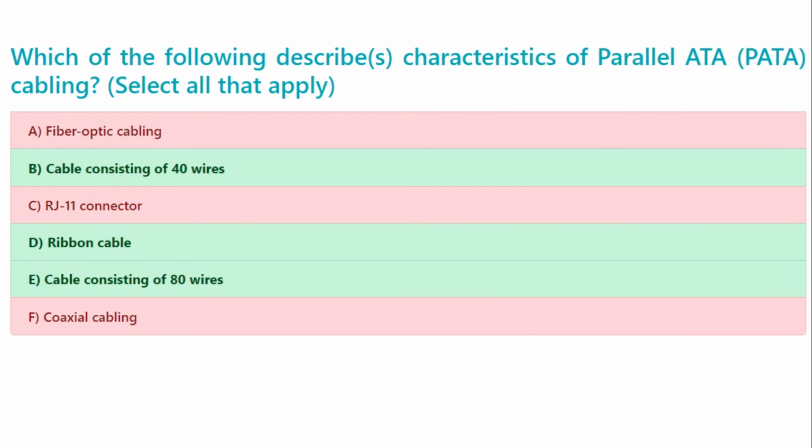The correct answers are B. Cable consisting of 40 wires. D. Ribbon cable. E. Cable consisting of 80 wires.